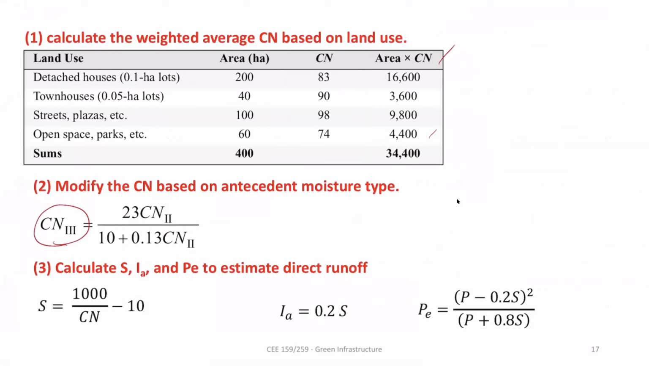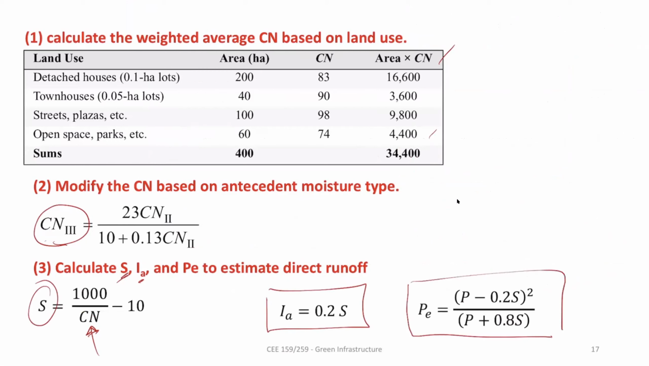And once you know the CN value, you substitute the CN value here, then you get the maximum retention. And IA, you can assume that this is only 20% of the maximum retention, the initial abstractions. And that's why you can use this equation to calculate the effective runoff. If you know the effective runoff, you know the total volume.